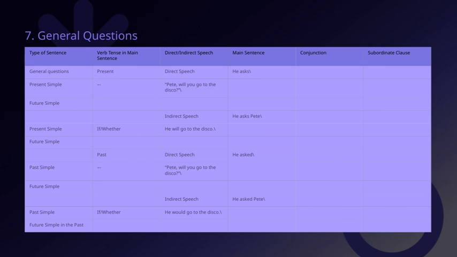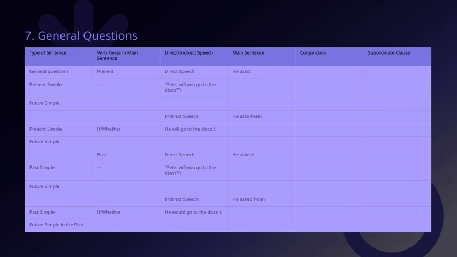Moving on to past tense questions, if someone asked directly, Pete, will you go to the disco? In the past, that becomes, he asked Pete if he would go to the disco. Here, notice the shift from the present simple, will, to the past, would, in the indirect speech. This is a key point. When reporting past questions about future plans, we generally shift will to would to accurately reflect the past perspective.